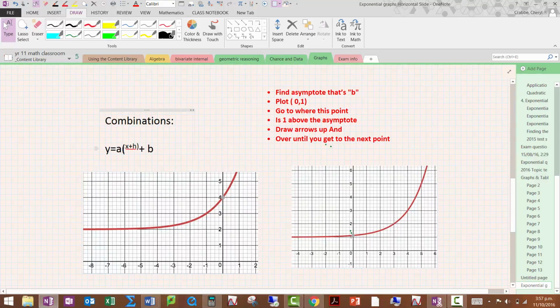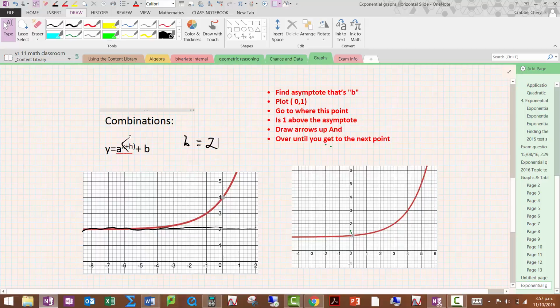Now, it gets a little bit more complicated when we've got two slides. So we've got a slide right and left, and we've got a move up and down. The move up and down is what you want to find first, because that's the easiest thing to find, and it's just based on what your graph is approaching but never quite touching. In this case, my asymptote is along here, so b is 2.